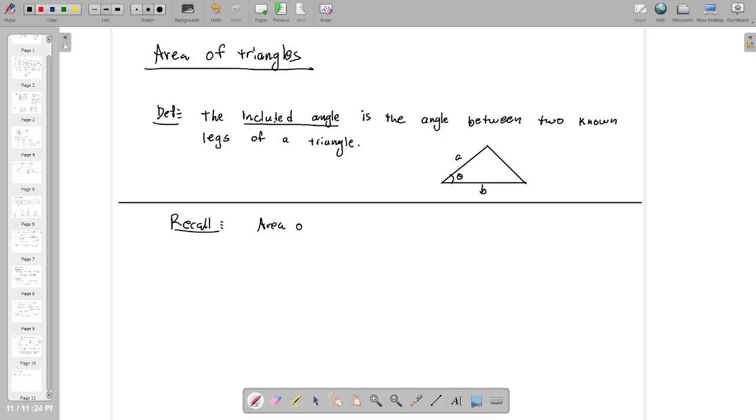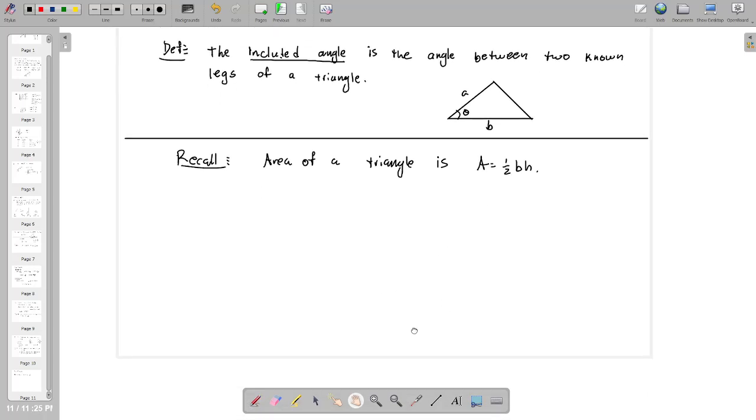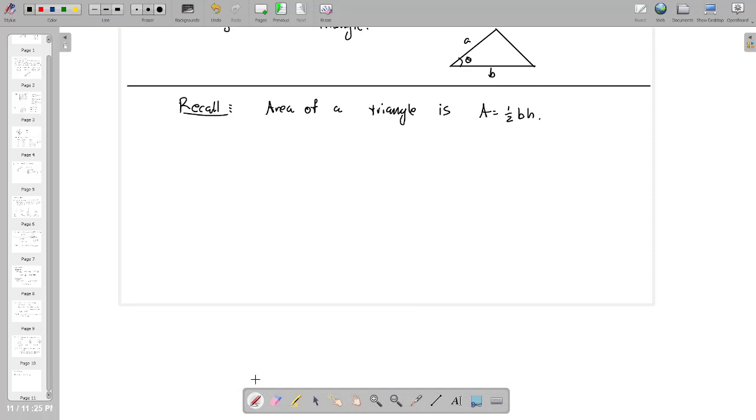The area of a triangle is A equals 1/2 base times height. Remember this formula from geometry a long time ago. What I'm going to do next is draw a picture. Suppose that we have a triangle that looks like this. So here's our triangle. Now, if I knew what the base was, b, and I knew what the height was, h, then I could find the area of this triangle by just doing area is equal to 1/2 base times height.